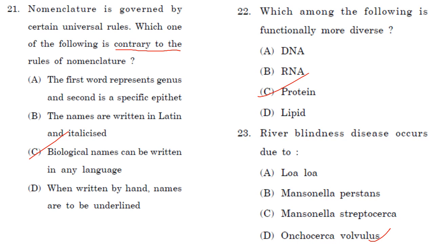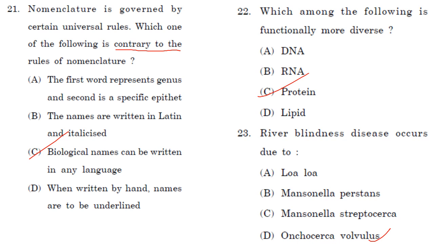Which among the following is functionally more diverse? DNA, RNA, protein, lipid. So it is protein because proteins are made up of amino acids and there are 20 amino acids, and large number of permutation and combination of these amino acids can take place, and this is responsible for the unlimited variety of proteins. So the answer here is option C.